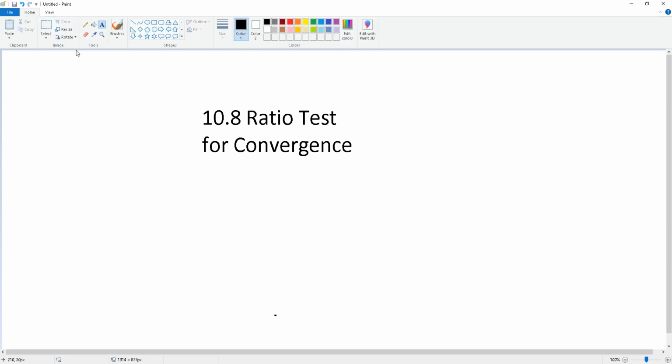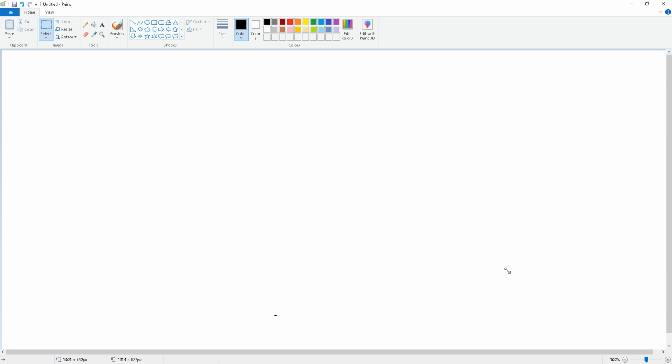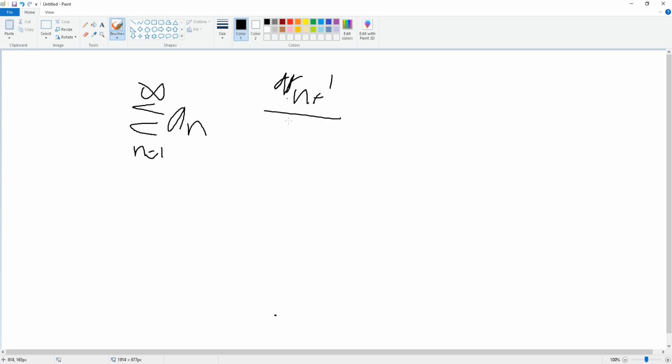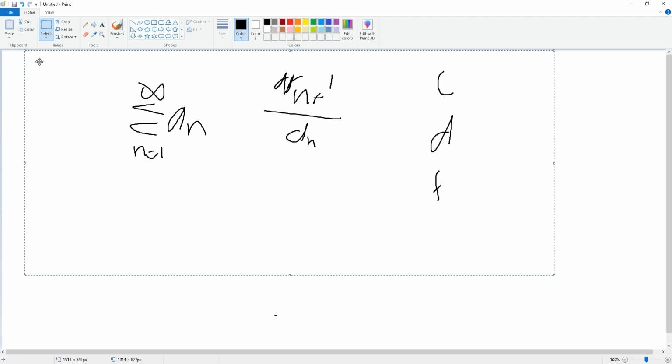10.8 ratio test for convergence. So if the series of a sub n has positive terms and the limit of a sub n plus 1 over a sub n is less than 1, it converges. If it's greater than 1, it diverges. And if it equals 1, the test fails. That's all you need to know.